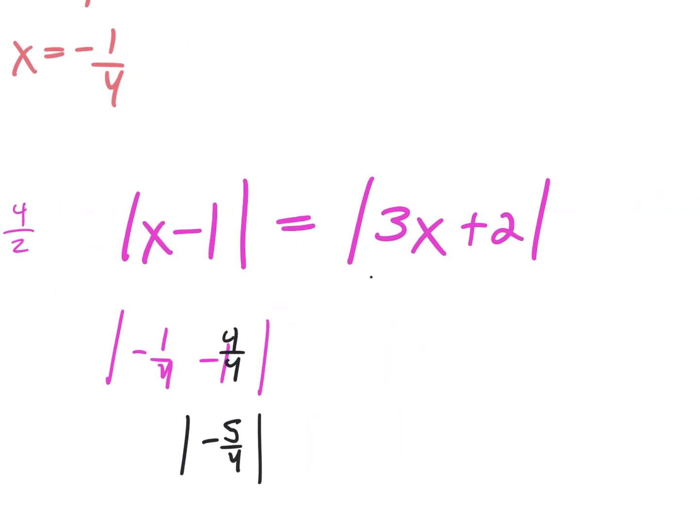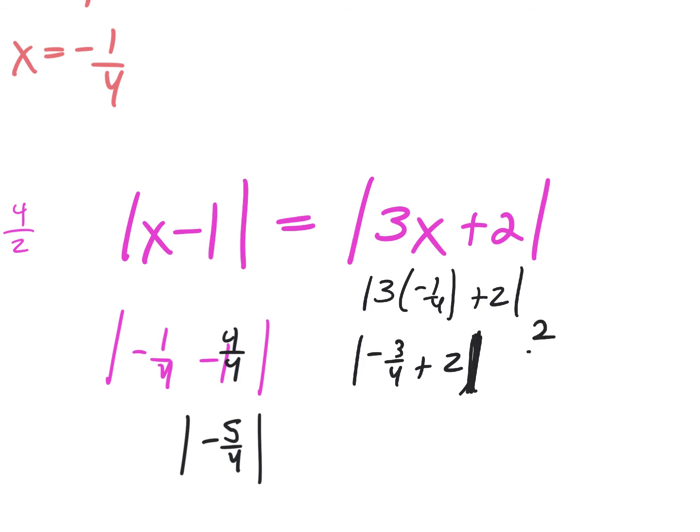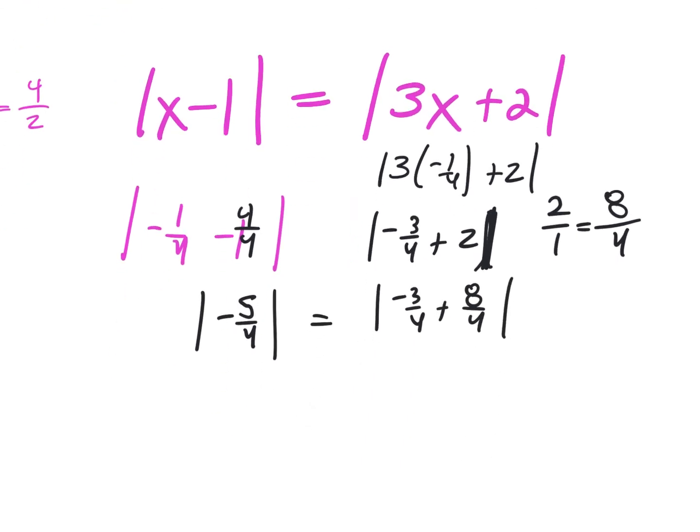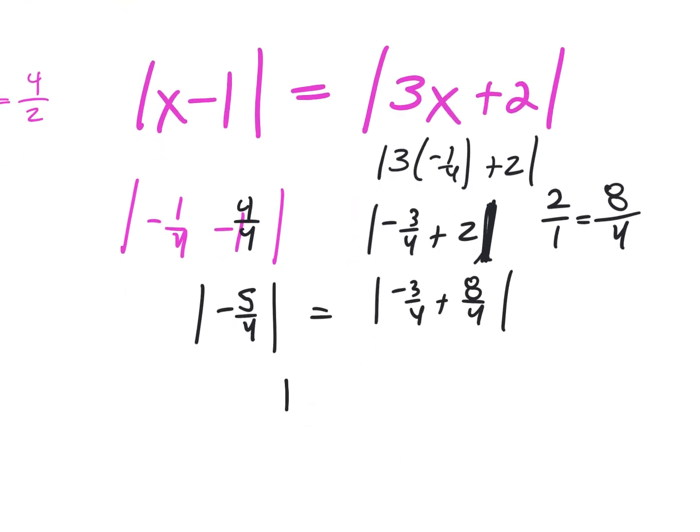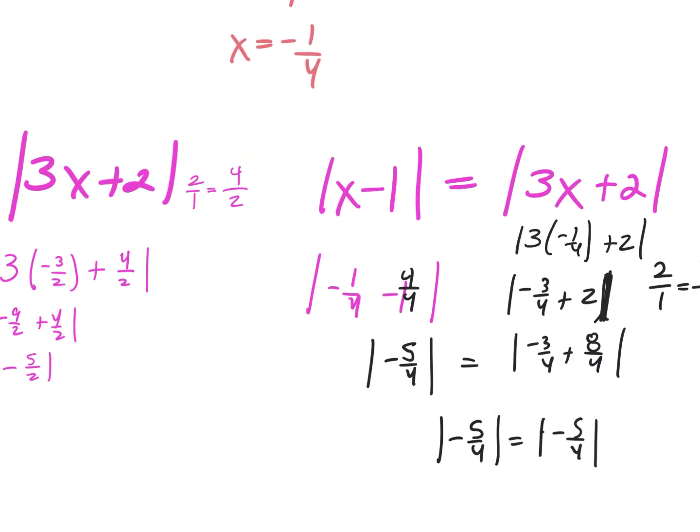Okay, on this side, I have 3 times negative 1/4 plus 2. So I have negative 3/4 plus 2. If I change 2 over 1, guys, to fourths, what does it become? 8 over 4. So I have negative 3 over 4 plus 8 over 4. What's negative 3 plus 8? Negative 5/4. Does negative 5/4 equal negative 5/4? Yes, so you're good.